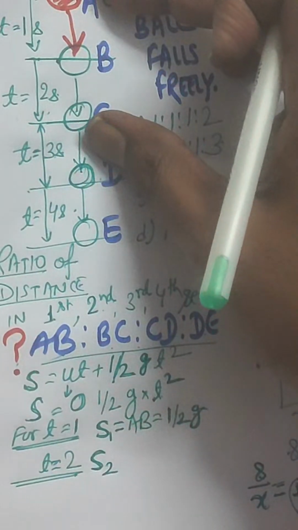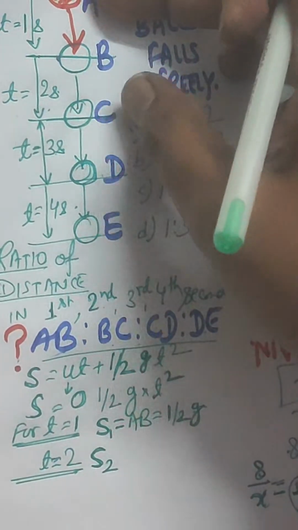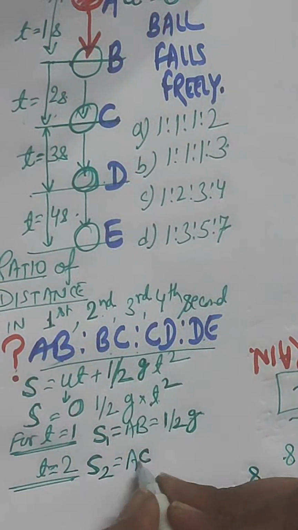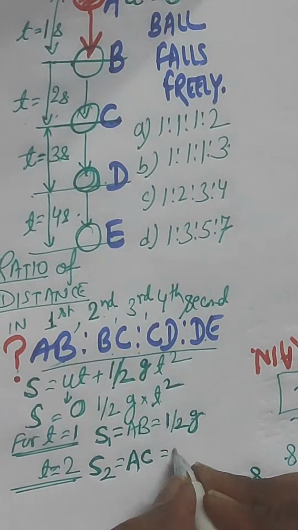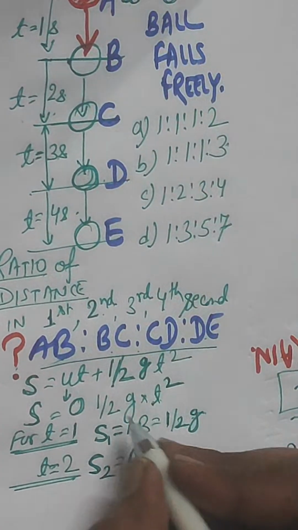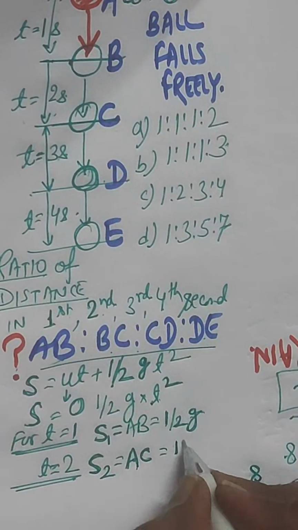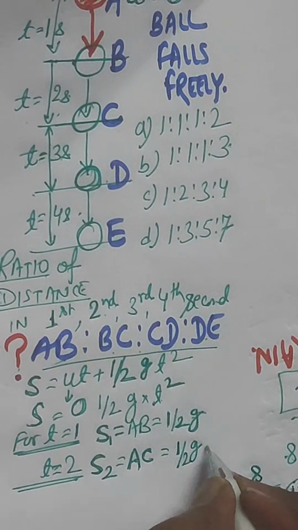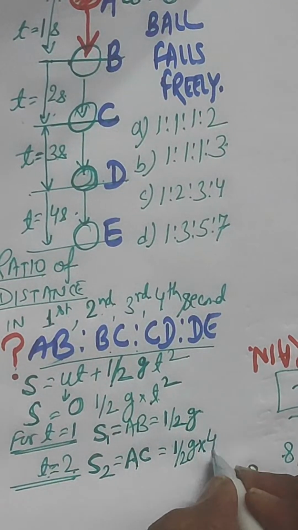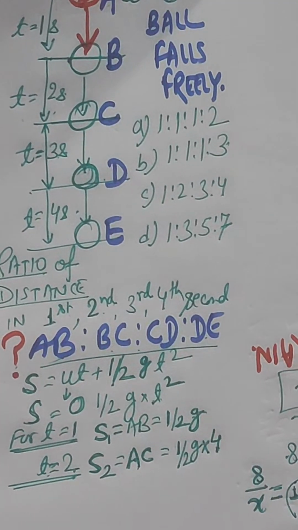Basically, the total distance covered will be A to C, right? It will be equal to, again, ut plus half at square. The first component will be 0, and it will be half g into t square, and since t equals 2, it will be 4, right?